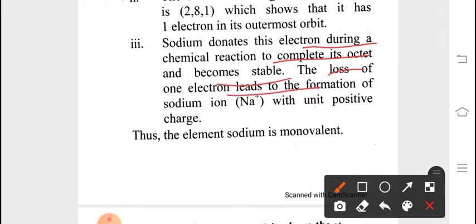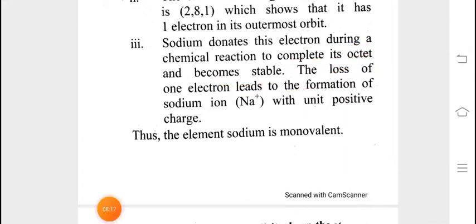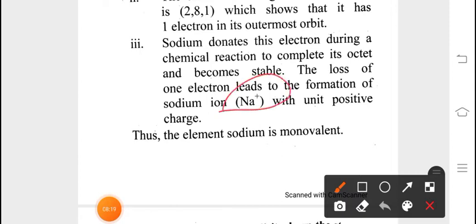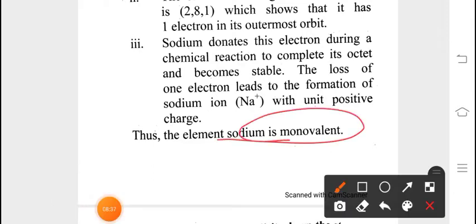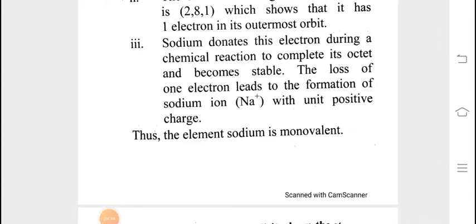The loss of an electron leads to the formation of the sodium ion Na+. If an element is donating an electron to another atom, the element becomes positively charged. So we can say it carries a unit positive charge. Thus the element sodium is monovalent because it is donating 1 electron. 1 electron means it is monovalent.